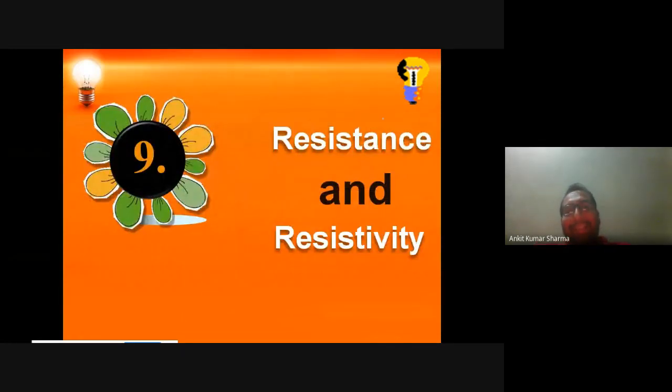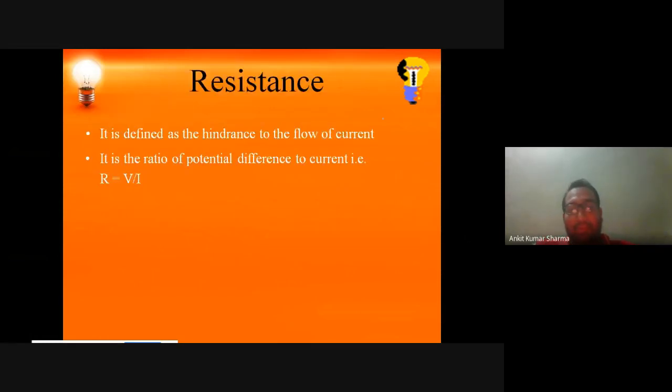In the next slide, we will discuss resistance and resistivity. By Ohm's law, you can understand there is a constant R, which is called the resistance. And resistivity is a property of any conductor, any metal.